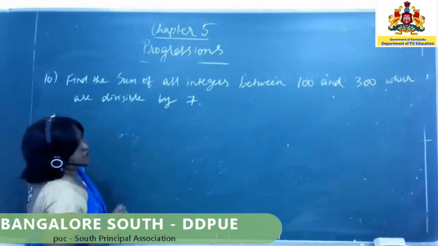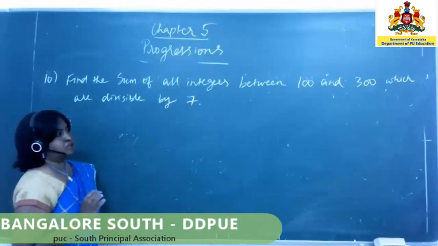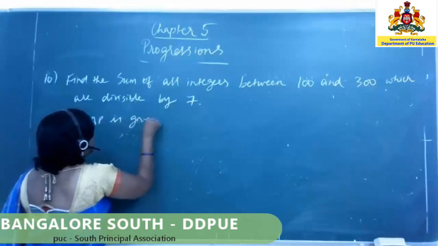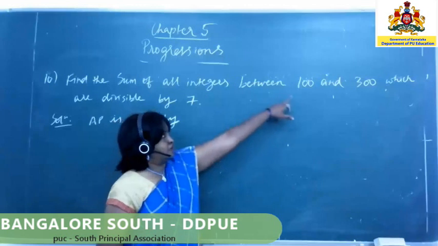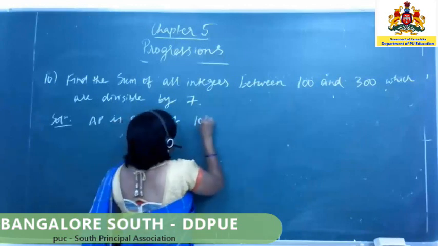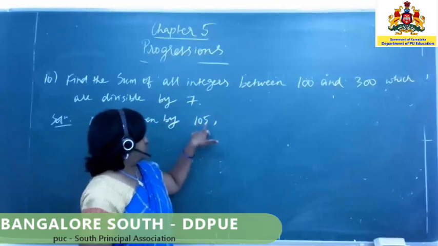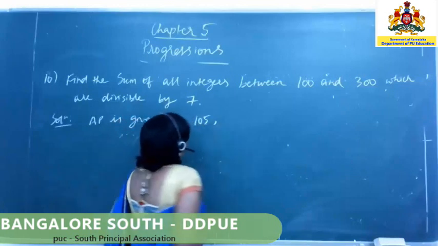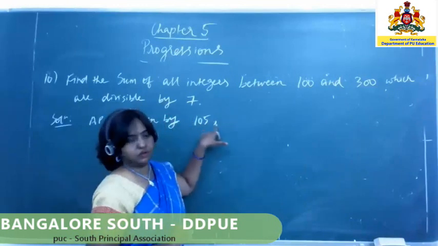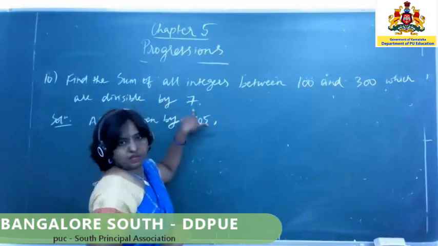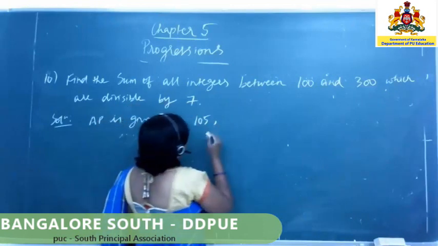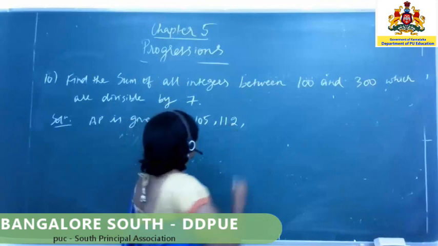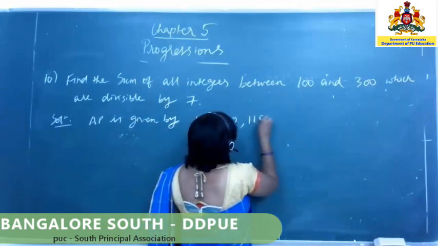So between 100 and 300, which is the first number which is divisible by 7, that you should check. So AP is given by, the first number will be 105. 105, so 7 into 15. Okay. And the next number, you add 7 to this because this will be a multiple of 7. So 105 plus 7, 112. Then the next number, we'll be adding 7 to this. So that will be 119.